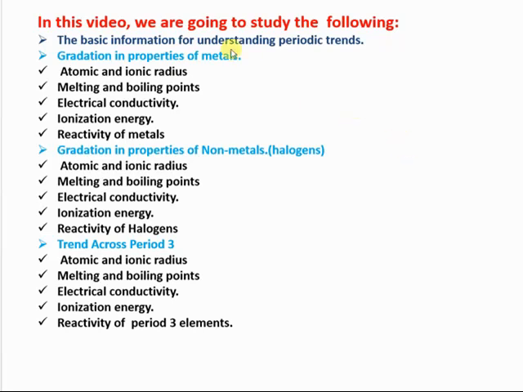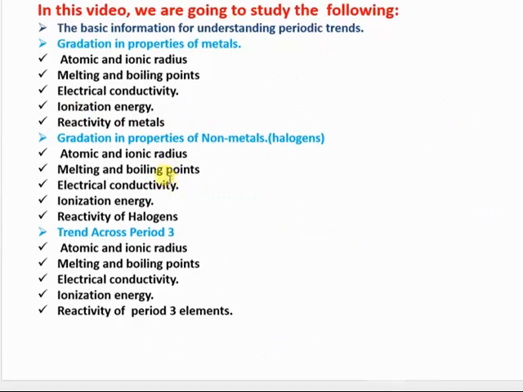So in this video we are going to study the following: the basic information for understanding the periodic table. Then we are going to look at the gradation in properties of metals. So the properties, which are these? The atomic radius, ionic radius, melting and boiling point down the group, electrical conductivity down the group, ionization energy down the group, and the reactivity of metals down the group. We will do the same for the nonmetals, that is the halogens, and then finally we will talk about the trend across period 3.